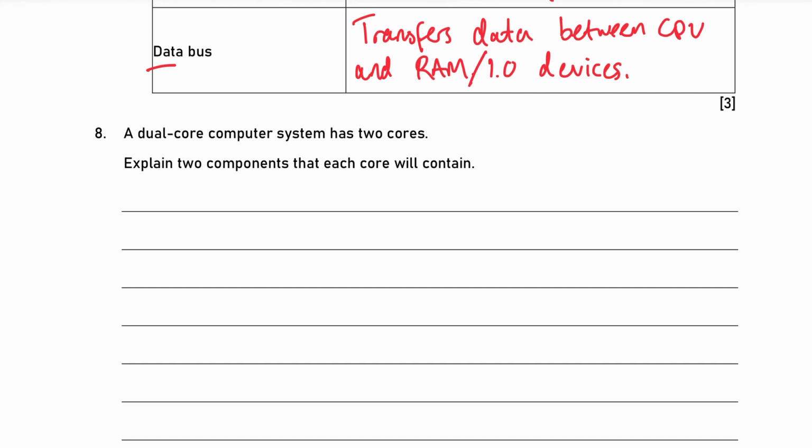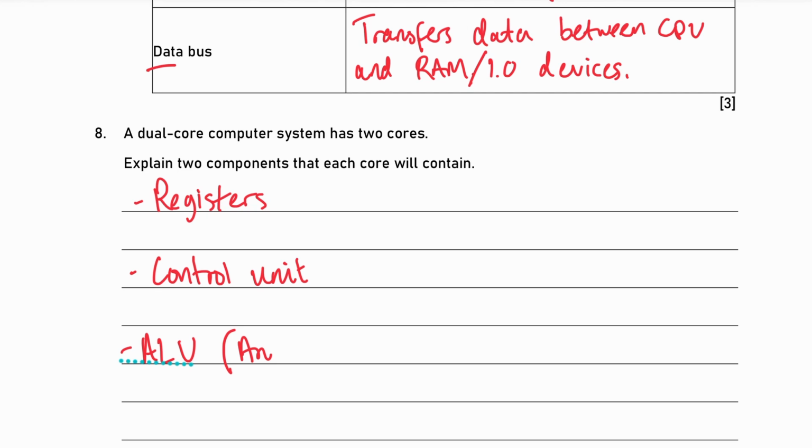Explain the 2 components that each core will contain. So hopefully you can remember what is inside each core, which allows the CPU to essentially double its performance. And one core contains a set of registers, so its own registers to store tiny amounts of data. It has a control unit, an ALU, which is the arithmetic logic unit, and finally it has its own cache. Now, as this question says explain 2, what you would need to do is pick 2 of those and then explain what that part does.